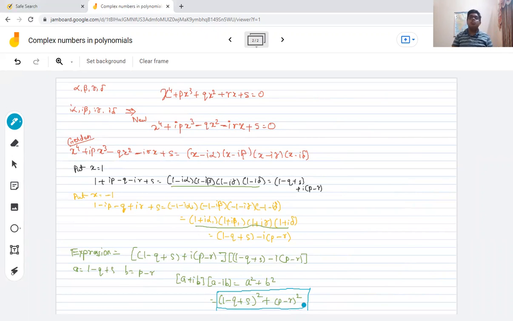So this was about this problem where we used complex numbers to solve a polynomial problem. So math is all about this, combining topics. Different topics can be combined in a single problem, and that's why mathematics is so beautiful.